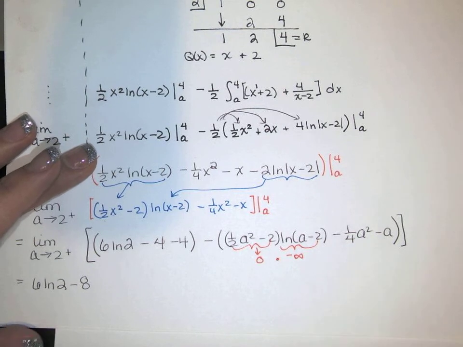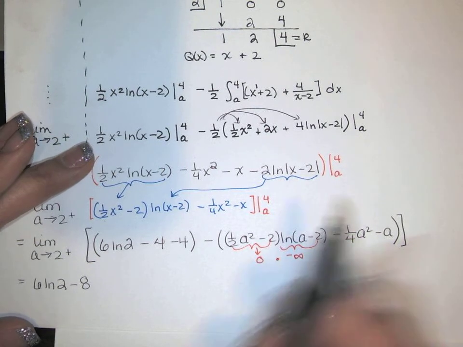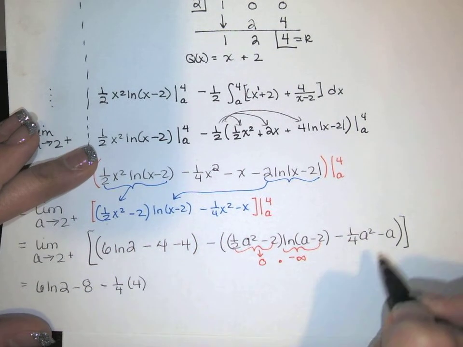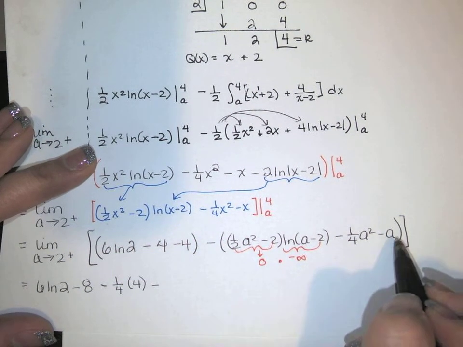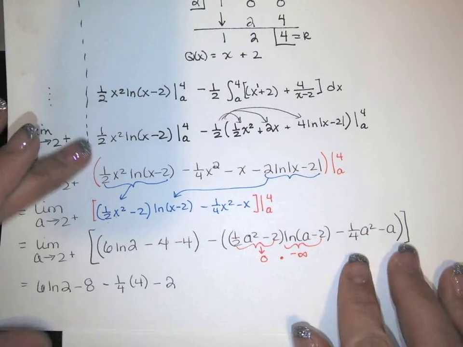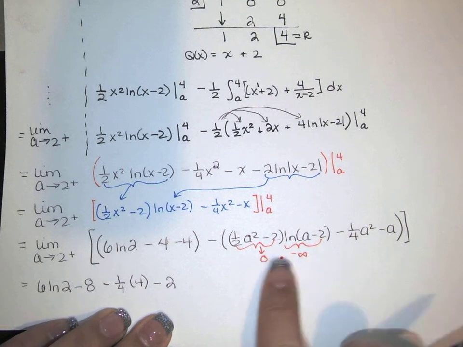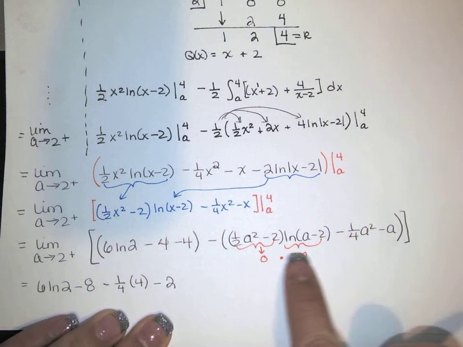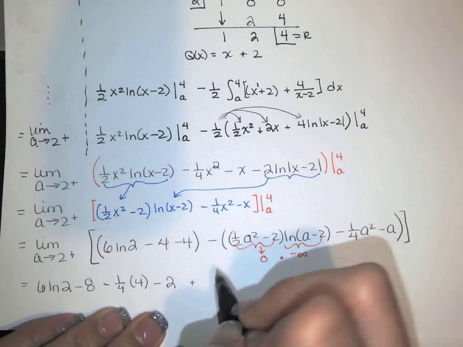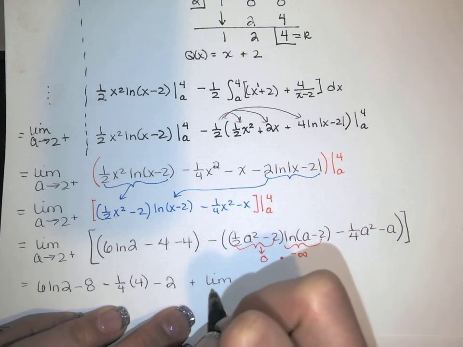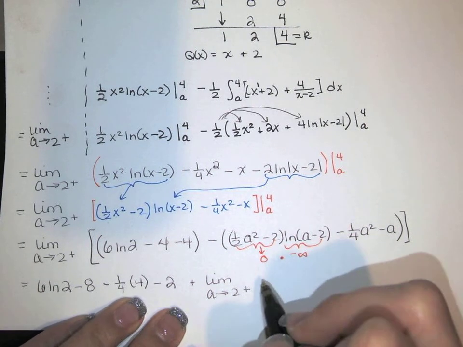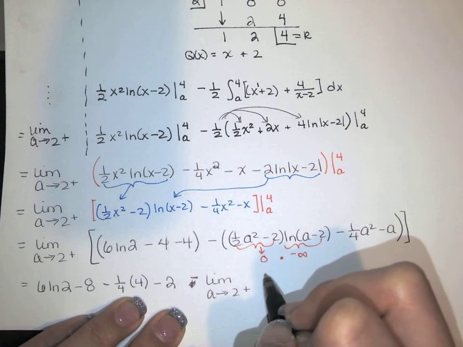Now this part is continuous. I can just plug in 2. So I've got 1/4, and then 2 squared is 4, minus a, as a approaches 2 from the right, so that's just going to be a 2. And plus the limit of this guy over here. That was a constant. We were able to take that limit. Provided these limits exist, this is equal to this limit. And I think I'll leave my minus sign out here.